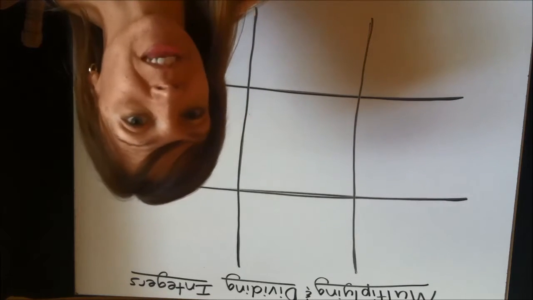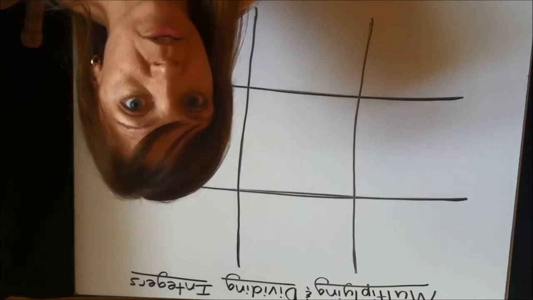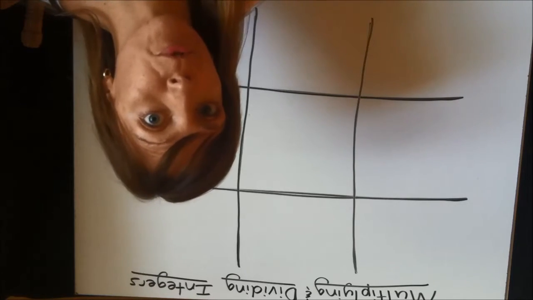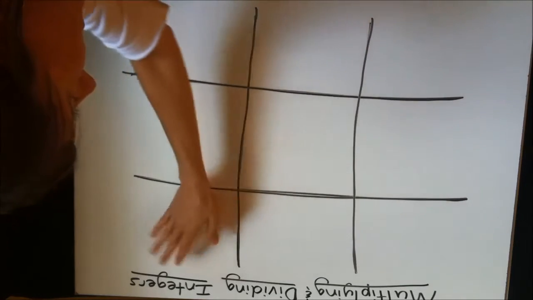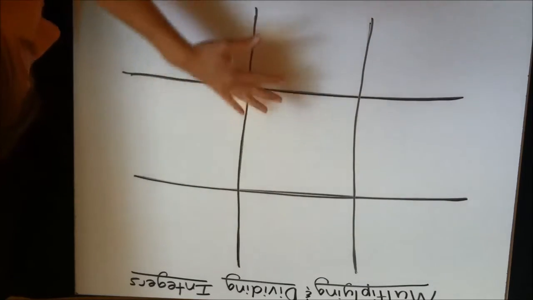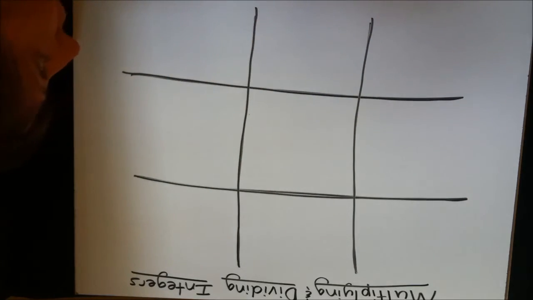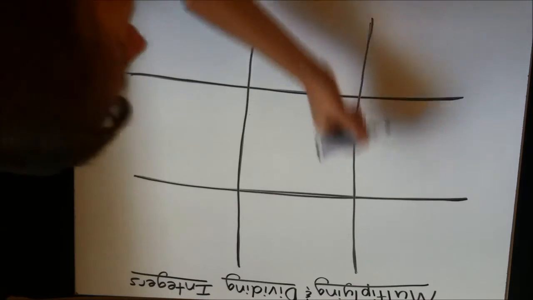There's a couple little tricks that can be helpful when you're multiplying and dividing integers to help you to remember the rules. First of all, when multiplying and dividing integers, you can use a tic-tac-toe board like this one. And just keep in mind, tic-tac-toe, three in a row.